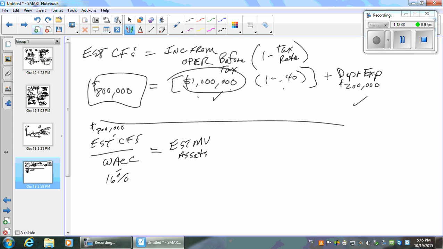What amount of assets would you have that, when you earn 16%, yields you 800,000? Well, divide 800,000 by 0.16 and you'll get it. How much is that?